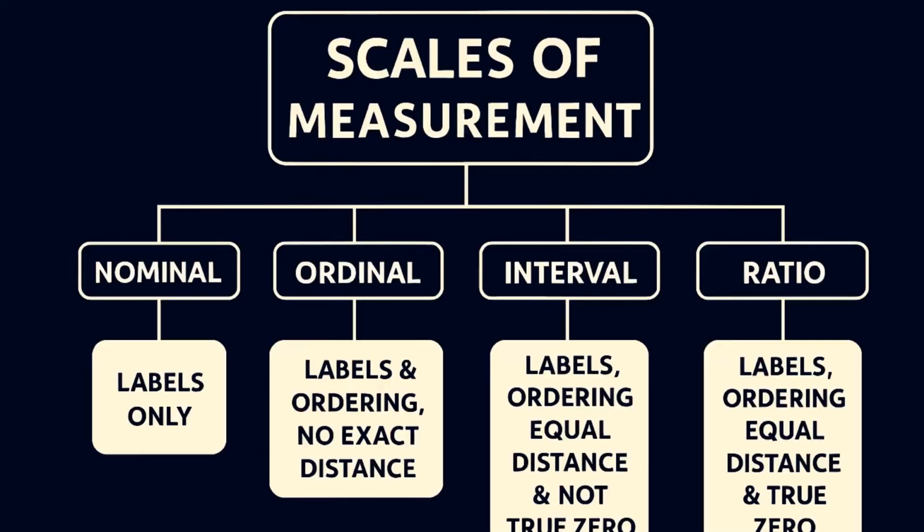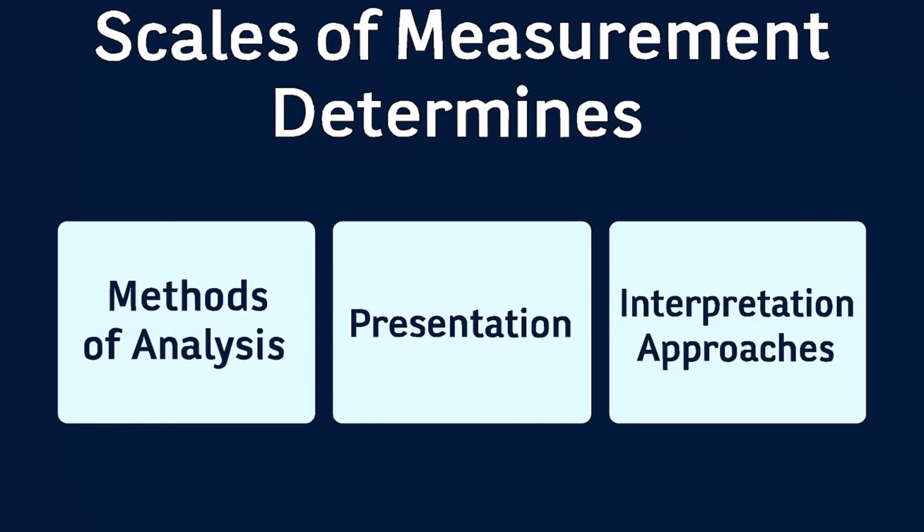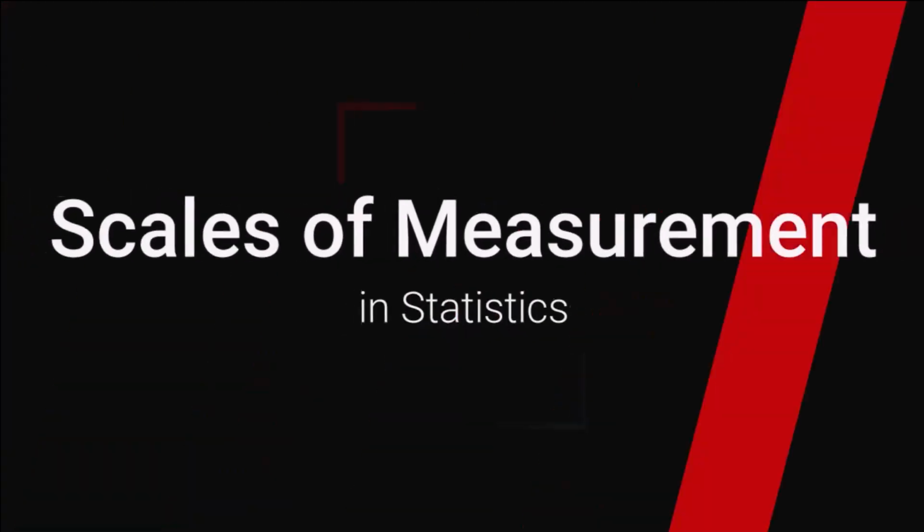We will look at how variables differ based on the three essential characteristics: order, measurable distance, and the existence of a true zero point. Understanding these scales is essential because they determine what kind of statistical analysis and visualizations are appropriate. Let us break them down with examples, key properties, and analytical implications. Stay with me.